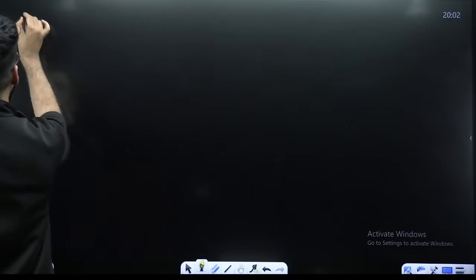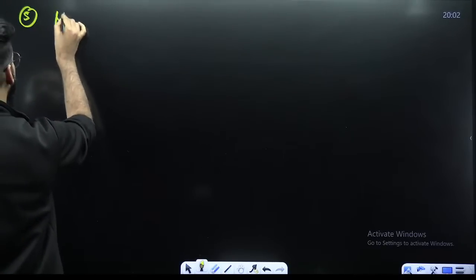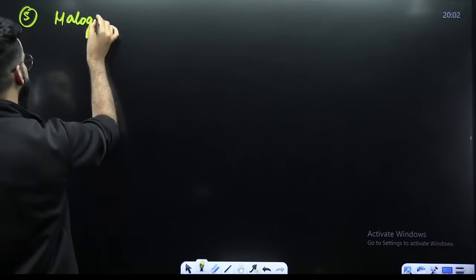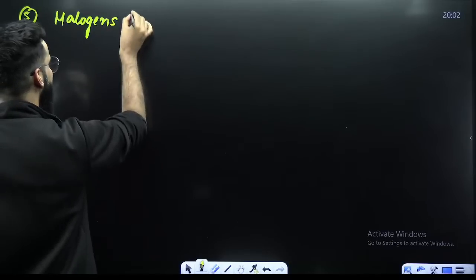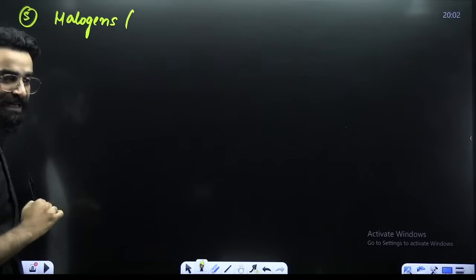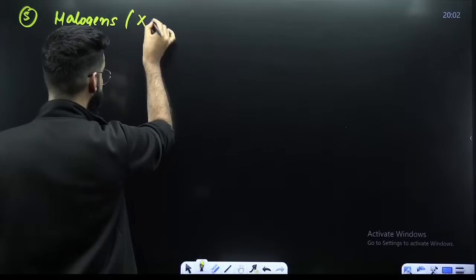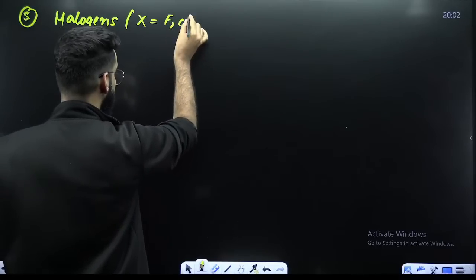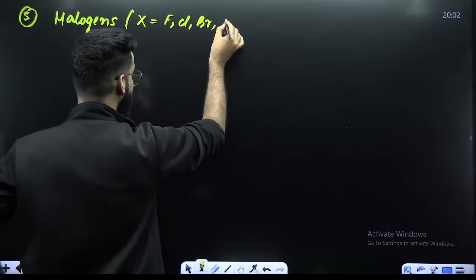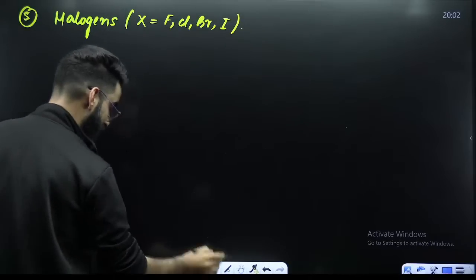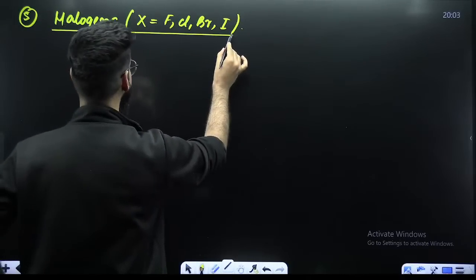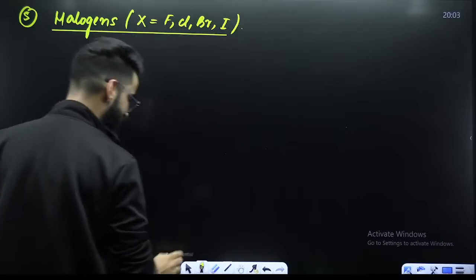Now the 5th rule. The 5th rule is particularly designed for halogens. What are halogens? Halogens are your group 17 elements: fluorine, chlorine, bromine, iodine, astatine. These are your halogens. Halogens are generally represented by X.